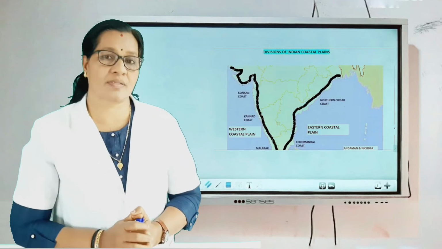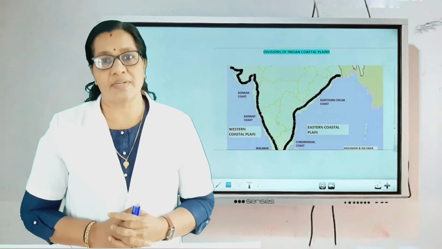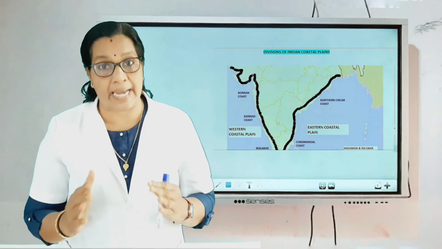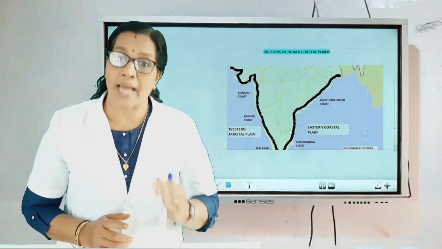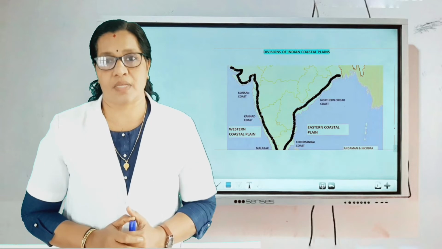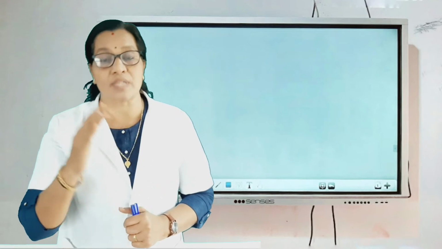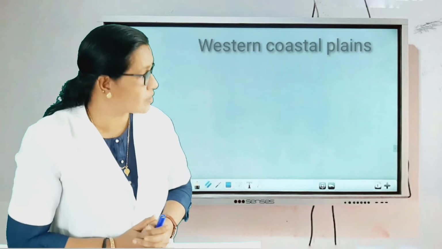Coastal plains. Coastal plains are narrow coastal strips which lie between the edges of the peninsular plateau and the coastline of India. Coastal plains are divided into two, the western coastal plains and the eastern coastal plains, which meet each other at the southernmost tip of India. The western coastal plains lie between the Western Ghats and the Arabian Sea.